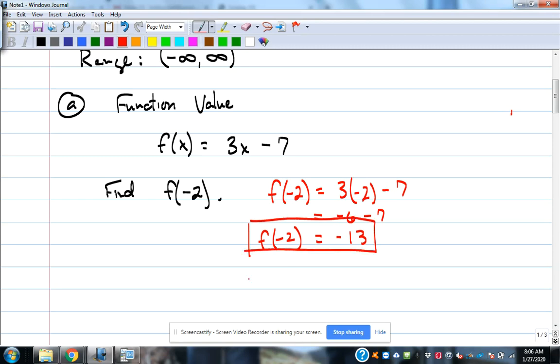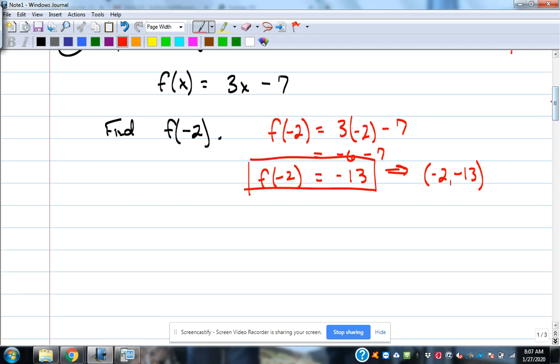What does that create? An ordered pair. It's x values too. So these are the same thing as an ordered pair. Negative 2, negative 13. Those are the same thing. So be able to tie those. Make sure you're tying that together, that ordered pairs exist there.